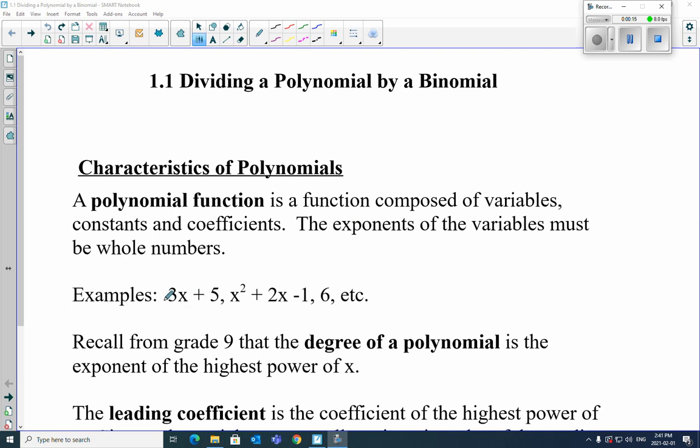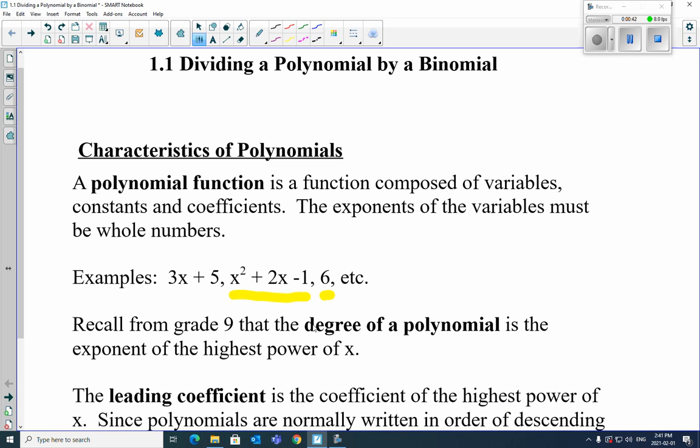So for instance, this first one here, 3x plus 5, that is a binomial, but it's still a polynomial, right? We've got the variable x, the 3 as the coefficient, and the 5 as the constant. Then we have this one, x squared plus 2x minus 1. It's a trinomial, and we have x as a variable with an exponent there. We have our coefficient 2, our variable x again, and our constant -1. And even 6 can be considered a monomial or a constant in this case.